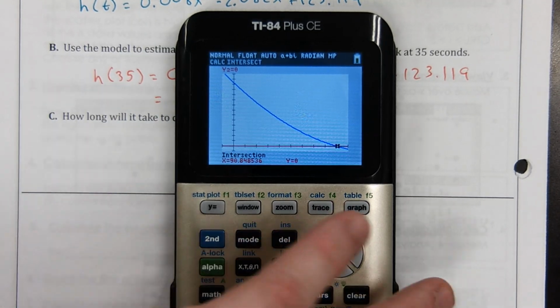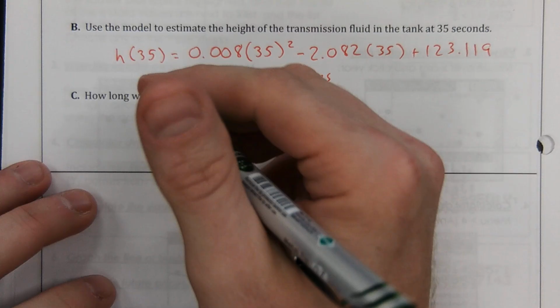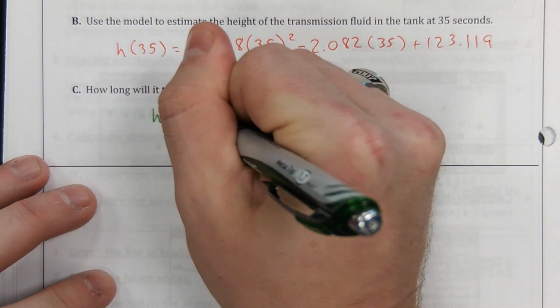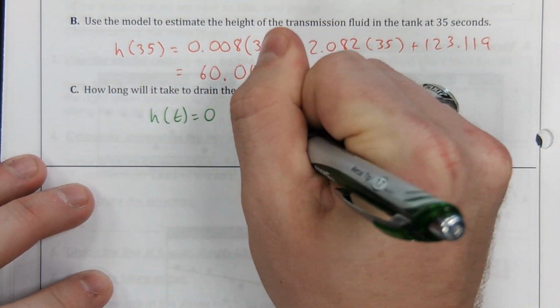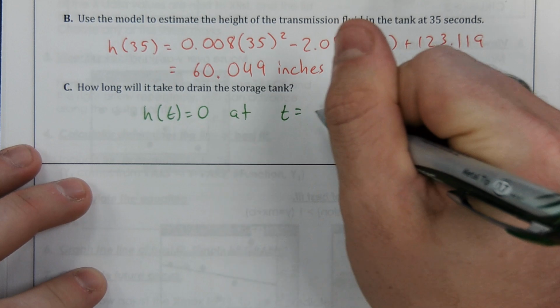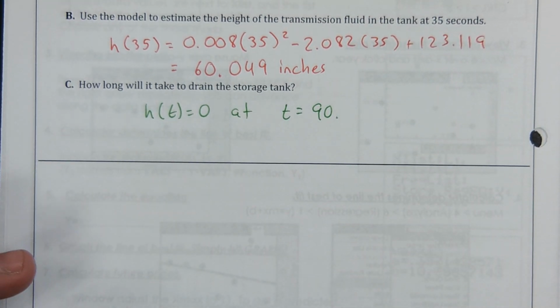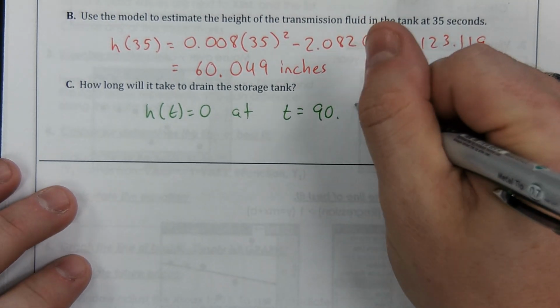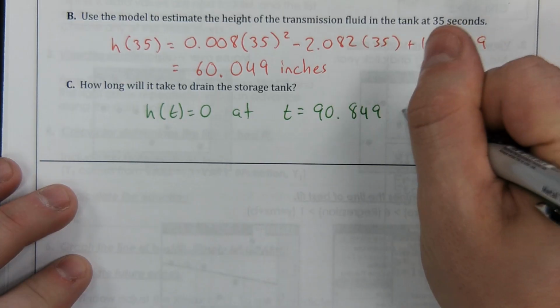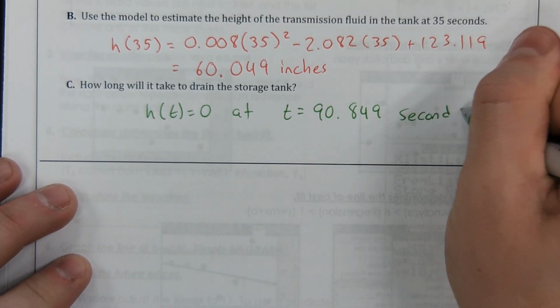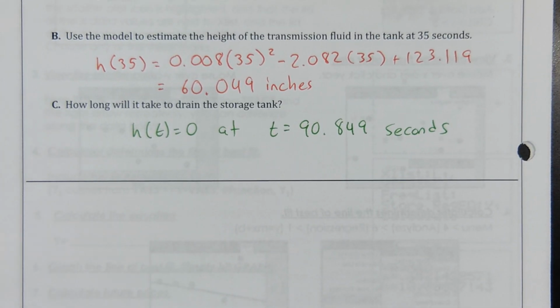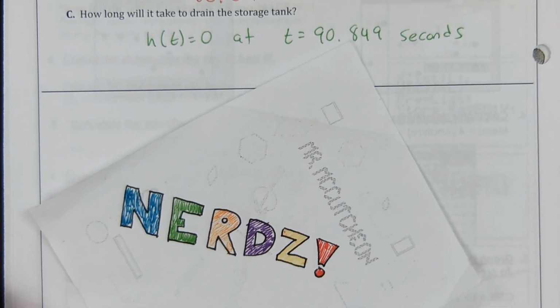So 90 point, so let's do it like this. H of t equals 0 at time equals 90.849 seconds. Remember, you need units. If you don't use your units, you will not get full credit. But that, folks, is all she wrote.